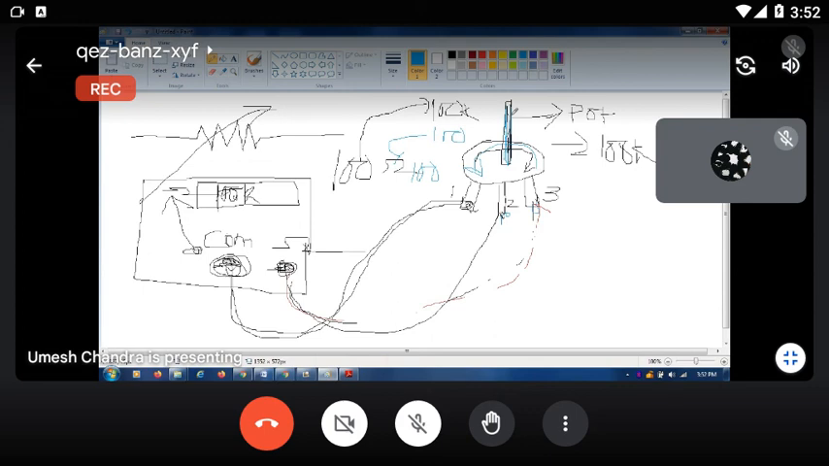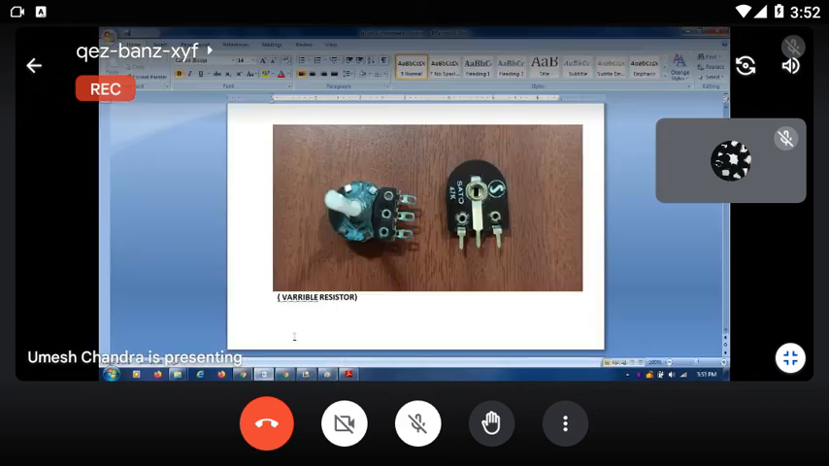But when you connect first and third, then you get the maximum resistance value. Sir, if you connect 1 and 2 or 2 and 3, then it will give the same value, no? But you just rotate the pot. Sir, will there be labeling 1, 2, 3? No, not 1, 2, 3. You just consider first and last. The middle is the middle. Any side you take first, or any side you take last. There is no labeling.